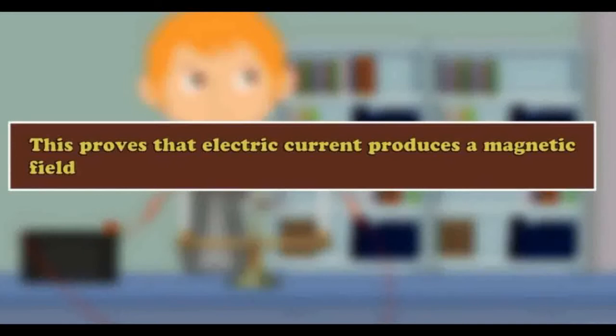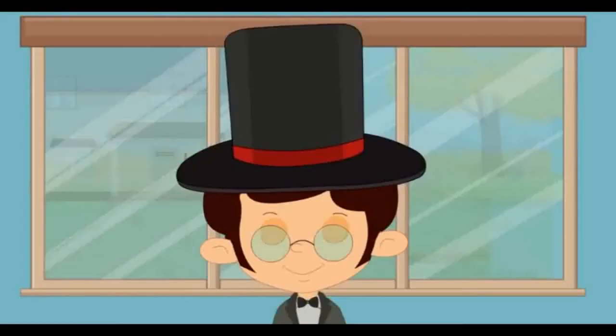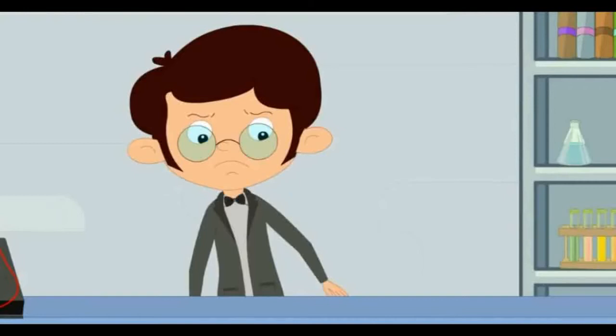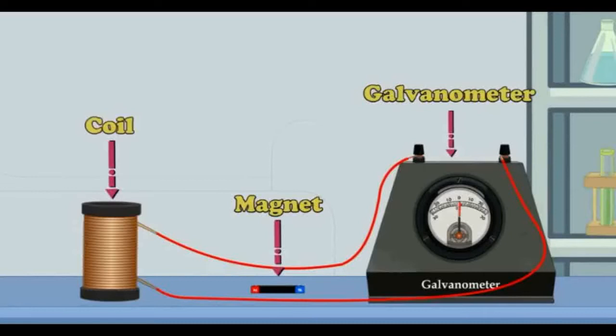Now we will try the reverse phenomenon. That means whether we can produce current from the magnetic field. We have seen that electric current produces a magnetic field. Next we are going to check whether this magnetic field can produce an electric current. So how can we produce electric current from a magnetic field? For that we want a coil, and this coil is connected to a galvanometer, and we have a bar magnet here.